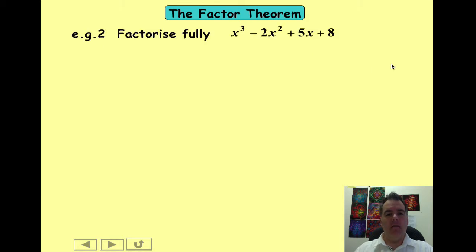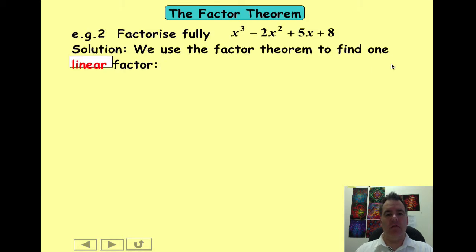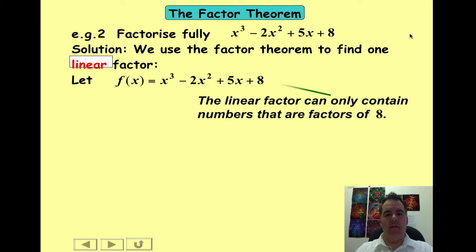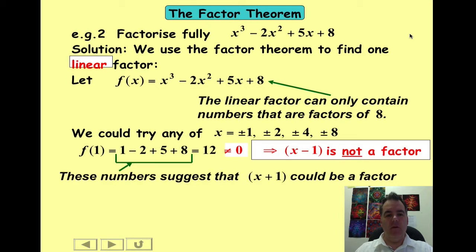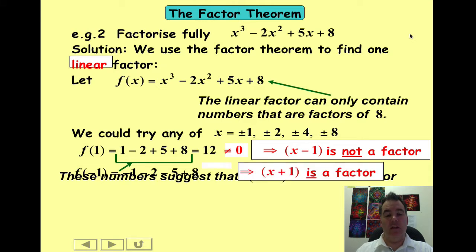Okay, so let's factorize fully this one here. So this one was an 8 on the end there. So we've got a number of different possibilities. Let's try 1. If we do 1, we get 12 out. So that's no good. Not equal to 0. So let's try minus 1. If we do that, we do get 0. So that means x plus 1 is a factor.